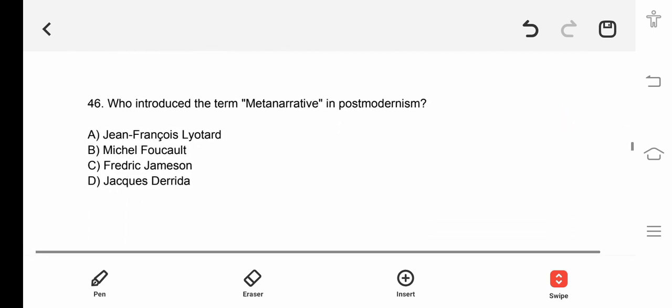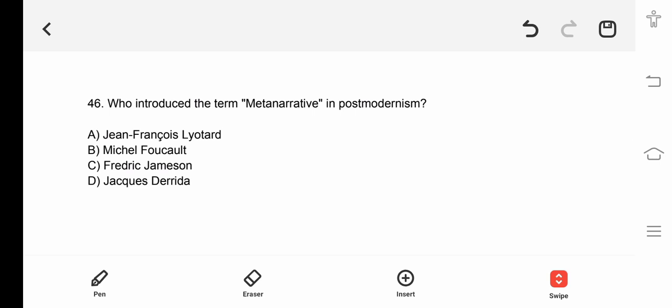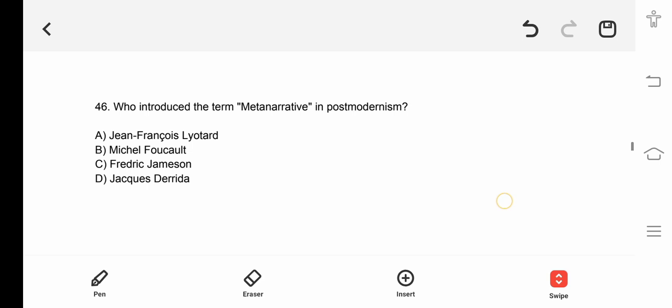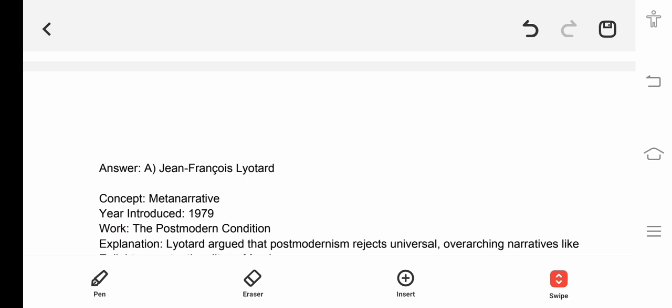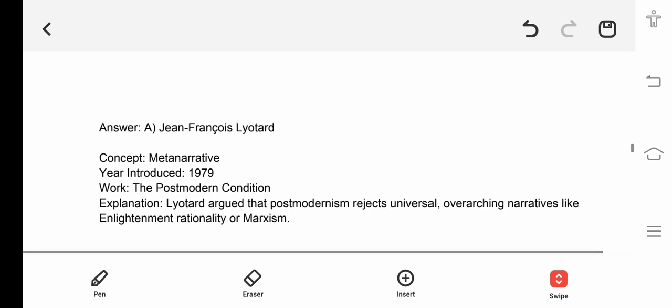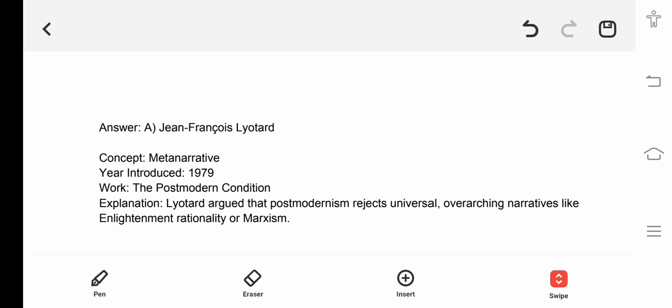Question number 46. Who introduced the term meta narrative in postmodernism? Meta narrative in postmodernism, metacognitive or meta thinking, these types of concepts are also asked by the UGC NET. You can see the options. Okay, let's see the correct answer. The correct answer is Jean-Francois Lyotard. The meta-narrative concept is given by Jean-Francois Lyotard in 1979 in the work The Postmodern Condition.